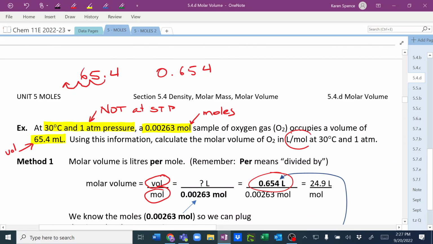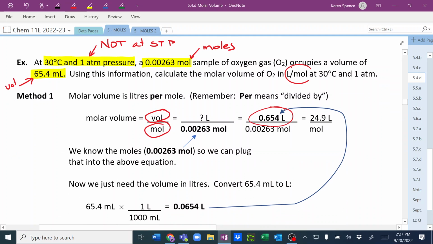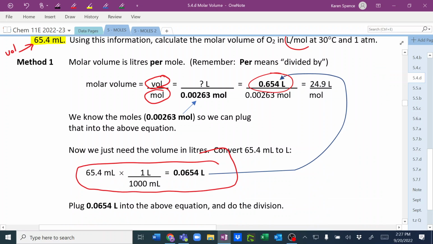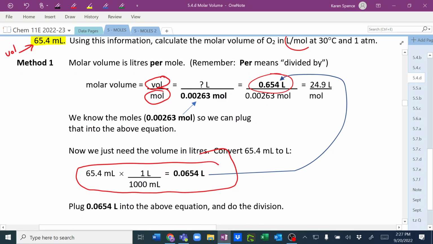You could show the work if you wanted to, but you could also just move the decimal, and that would be perfectly good. Okay? Did I do something wrong? Oh, that zero should not be there. This should be here. There we go, because it was 65.4. Yes? Missing 0.